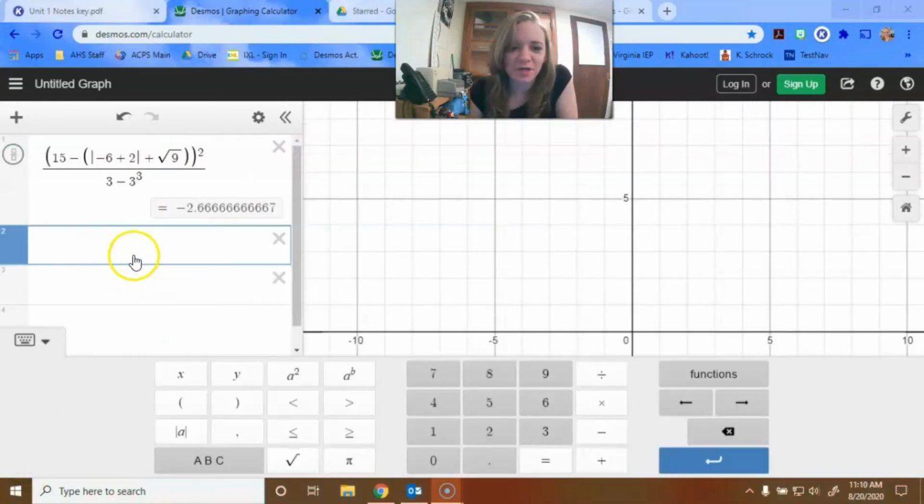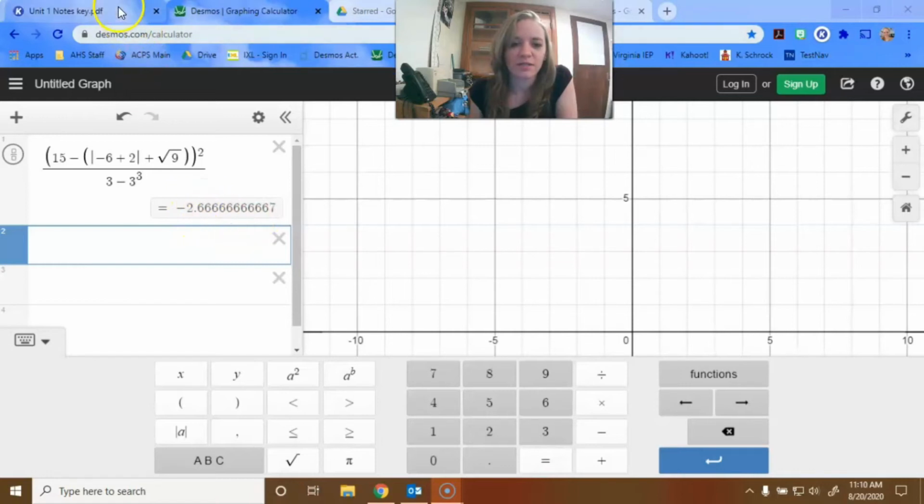Alright, so this was the problem. I went ahead and changed, I think I had that wrong previously, but I changed the 3 squared on the bottom to 3 cubed. Now, I forgot this, and so now I've been reminded. Desmos actually does not like brackets. So what you have to do every time is put parentheses, even when you have a bracket. So I just changed this bracket and this bracket to parentheses, and voila, here we go, -2.6 repeating.